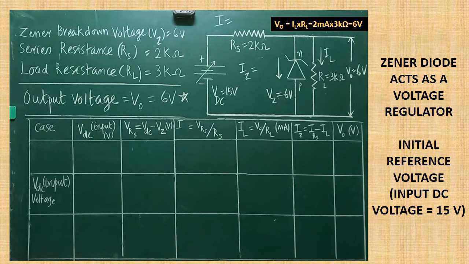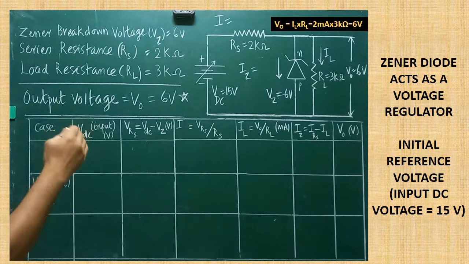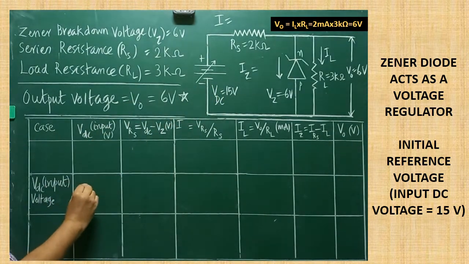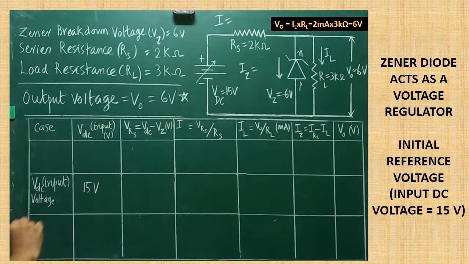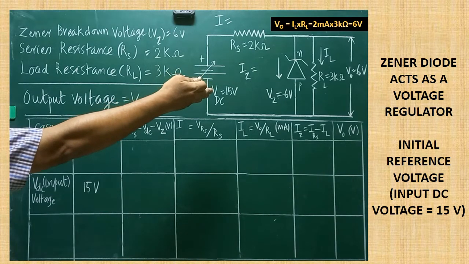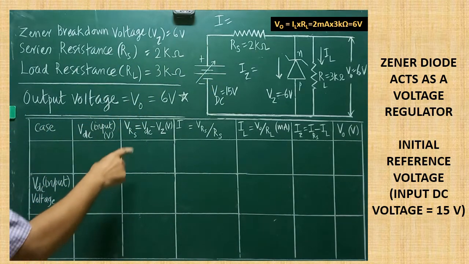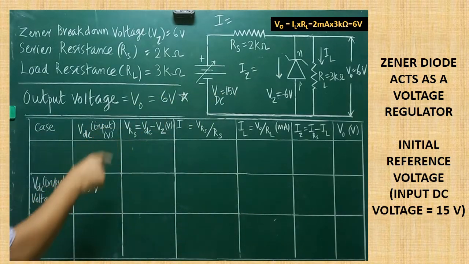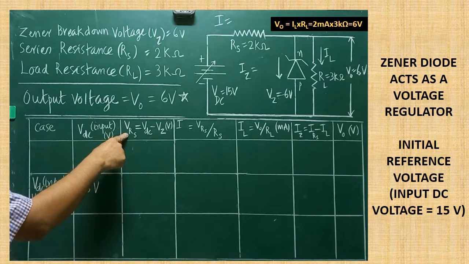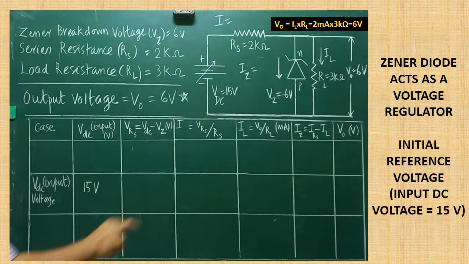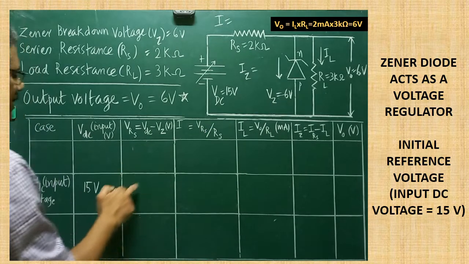So as an initial stage, while starting to compare case 1 and case 2, what we have to do? We need some reference. That's why I have given the DC input of 15 volt. So what is the input voltage given in the circuit? 15 volt DC is given. Are you clear? What is the Zener breakdown voltage here? 6 volt. So by knowing 6 volt and this 15 volt input voltage, we are able to calculate VRS. What is VRS? VRS means voltage across RS, which can be easily found out.